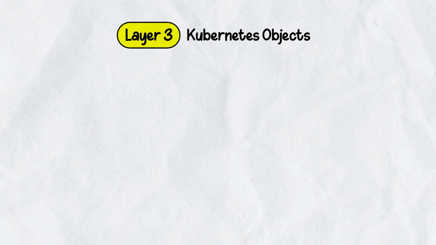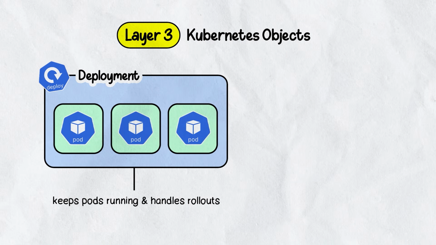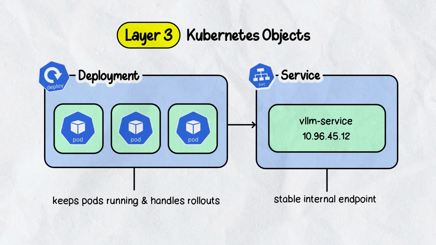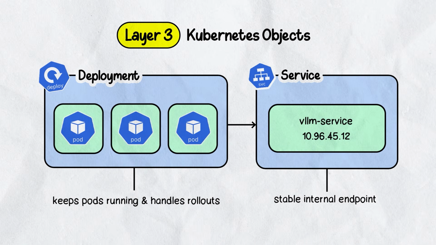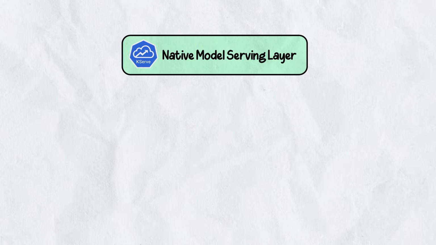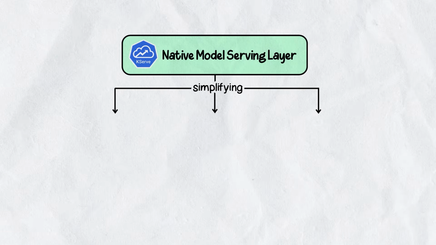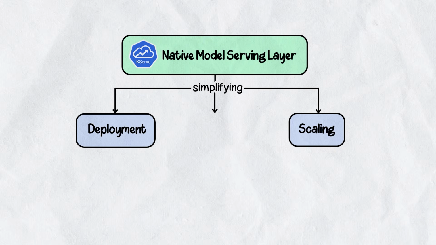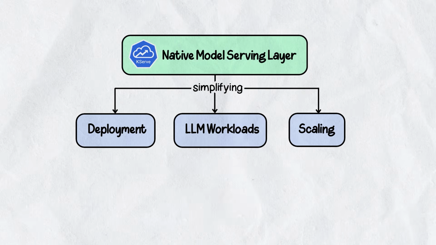Third layer belongs to the Kubernetes objects. A deployment keeps your serving pods running and handles rollouts, and a service gives it a stable internal endpoint. Now here's where KServe also comes in. It provides a Kubernetes native model serving layer, which helps simplify deployment, scaling, and managing LLM inference workloads in production.